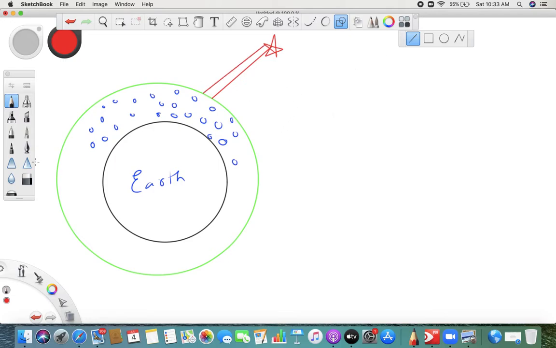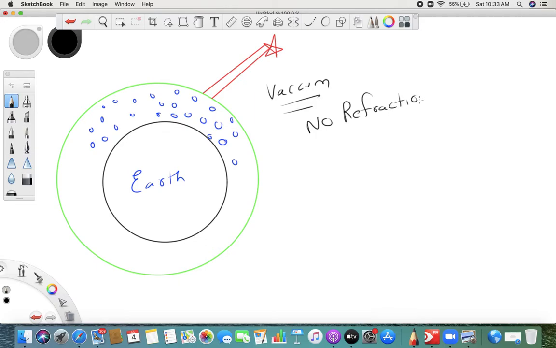So light is coming from the star. As you know, here it's all vacuum, so there is no refraction. But when the light enters the atmosphere, the medium changes from vacuum to air. Let's say there's a person here. When the light enters, the light gets bent. It is moving from a rarer medium to a denser medium, so it bends towards the normal, and this is how the light reaches us.